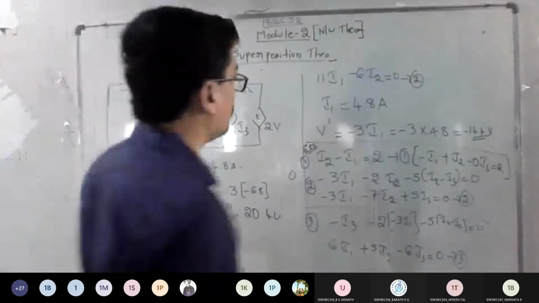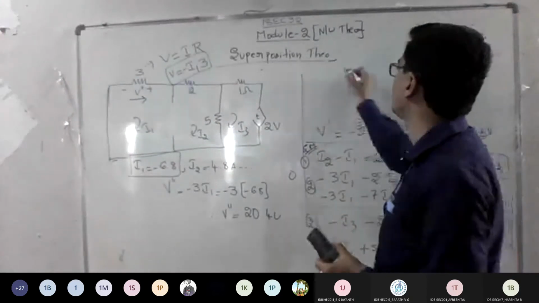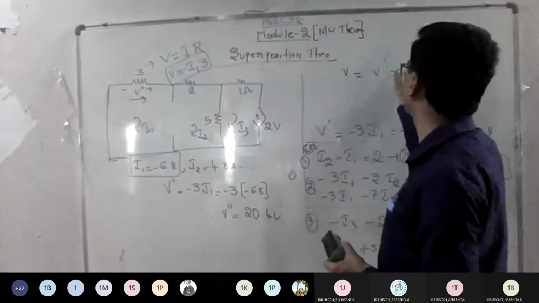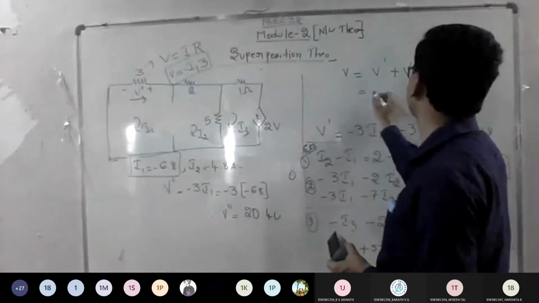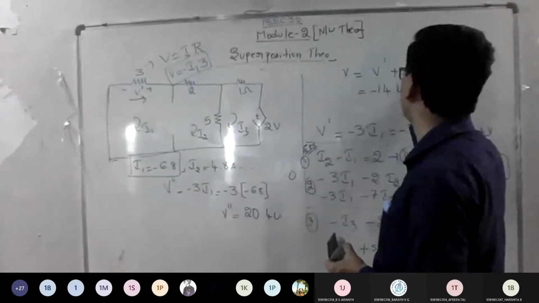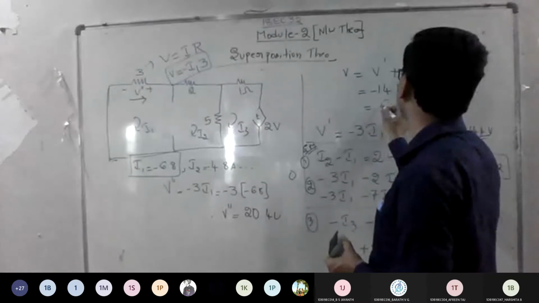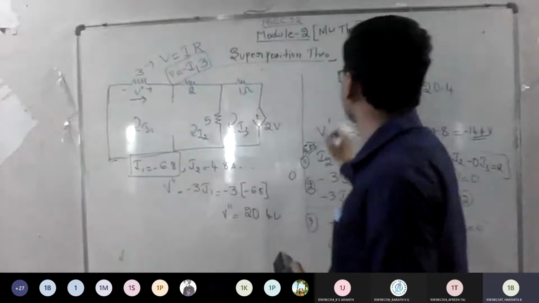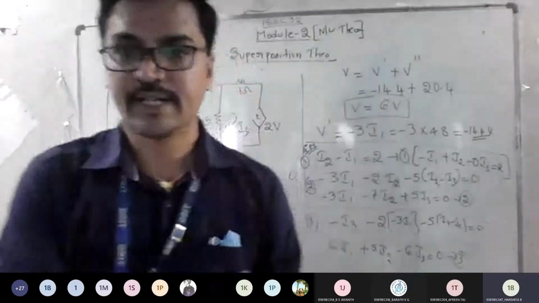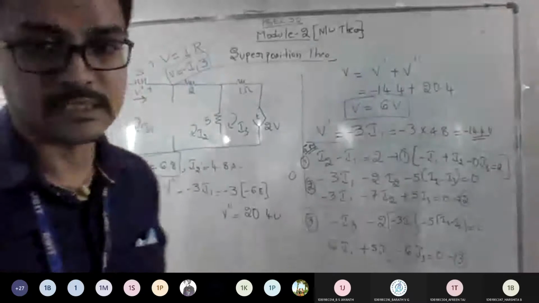So what's the ultimate goal? I need to find V. To find V, we know that V dash plus V double dash is the formula. We got V dash as minus 14.4 and V double dash as 20.4. So is it equal to 6 volt? Yes, sir. So this is the voltage across your given resistor 3.